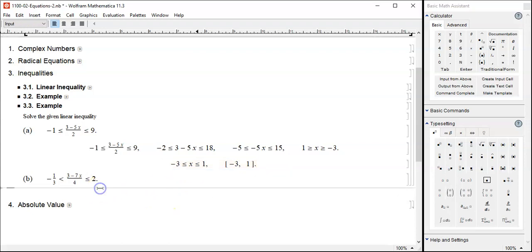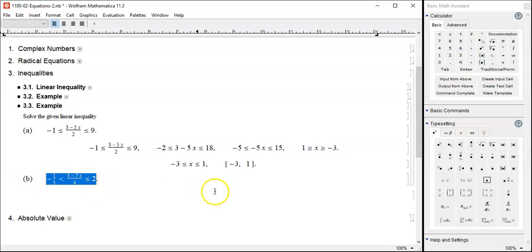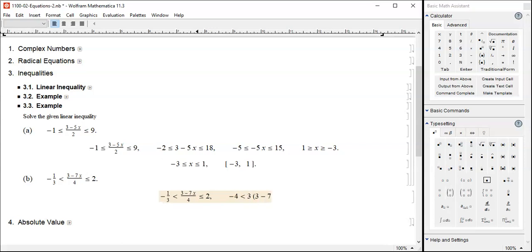Do we have enough time for the second problem? I don't know. Let's try. I may have to speed up a little bit. Multiply by, what do I multiply? Multiply by 12, 3 times 4. So multiply by 12, multiply by 12, multiply by 12. So let me specify that.